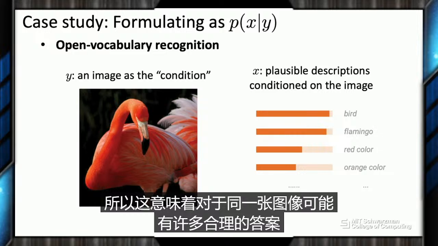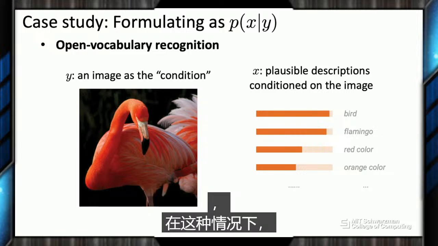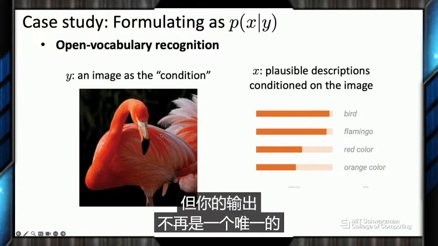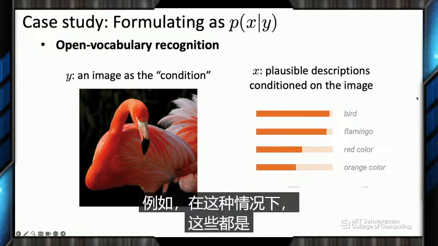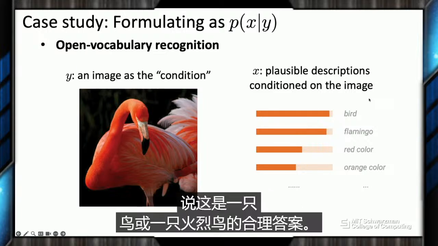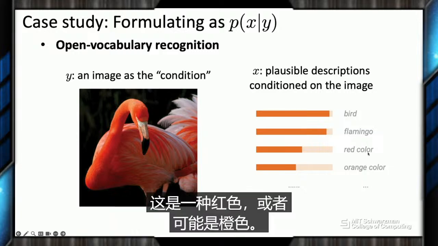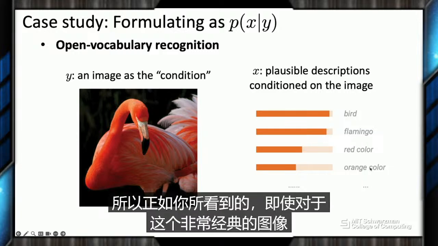That means there could be many plausible answers to the same image. In this case, you will still be given one image, but your output is no longer one unique correct answer. There could be many different possible answers that can describe this image. For example, these are all reasonable answers: this is a bird or a flamingo, this is a red color or perhaps orange color. So as you can see, even for this very classical image classification problem, if we formulate it as a generative model, it could also open up new opportunities and enable new applications that are non-typical for classical discriminative models.